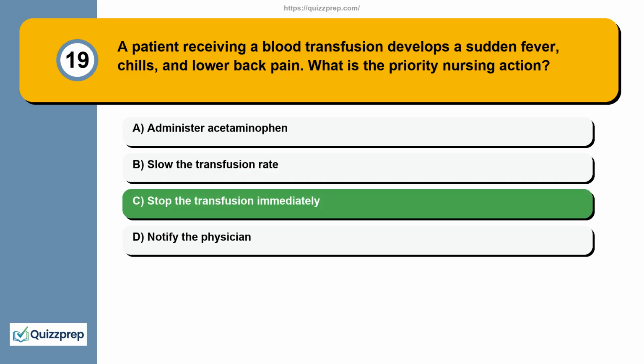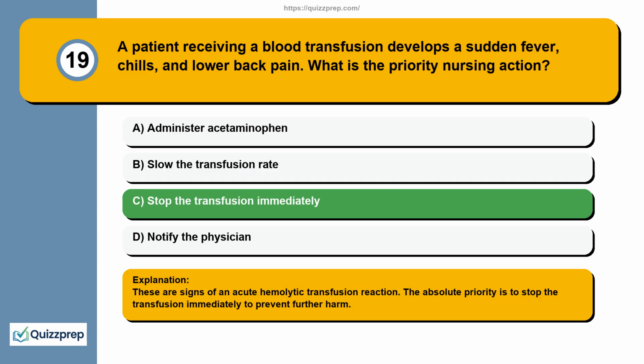The correct answer is option C: stop the transfusion immediately. Explanation: these are signs of an acute hemolytic transfusion reaction. The absolute priority is to stop the transfusion immediately to prevent further harm.